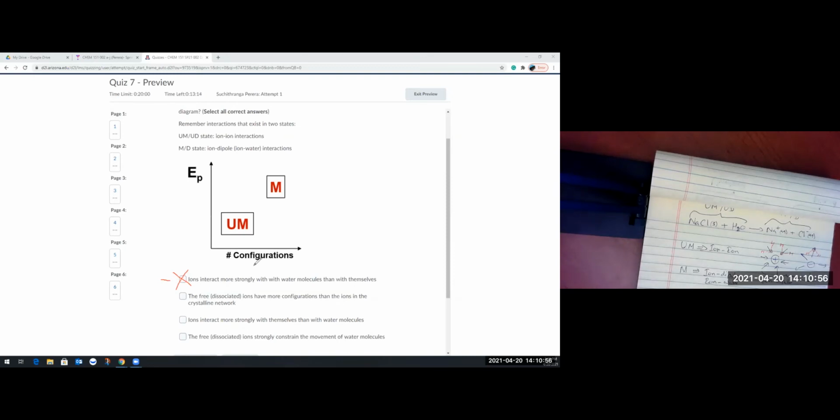In the mixed state, ions are separated from each other. They're free from each other. So they have a higher number of configurations than in the unmixed state. Therefore, this statement is correct. The free ions have more configurations than the ions in the crystalline network, because you can see that the number of configurations in the mixed state is greater. So this statement is correct.